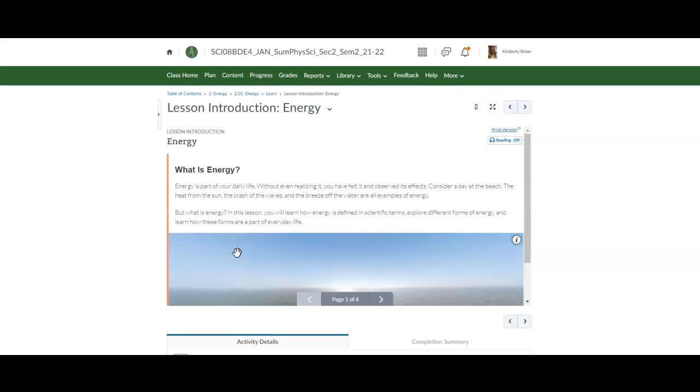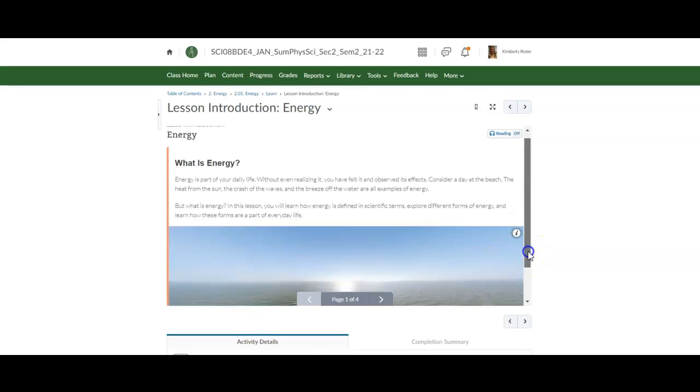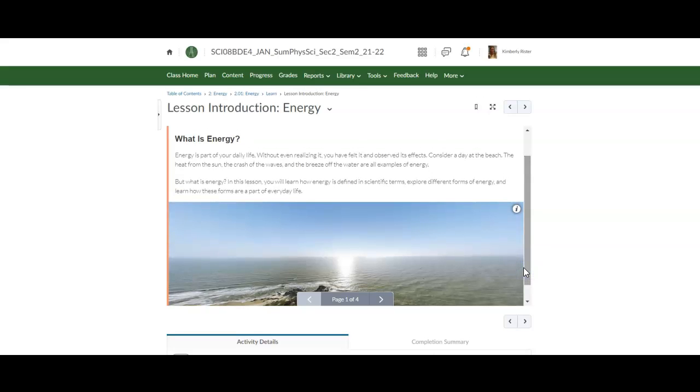All right, so if we get started into figuring out what is energy, energy is part of your daily life. Without even realizing it, you have felt it and observed its effects. Consider a day at the beach. The heat from the sun, the crash of the waves, and the breeze off the water are all examples of energy. But what is energy? In this lesson, you will learn how energy is defined in scientific terms, explore different forms of energy, and learn how these forms are a part of everyday life.